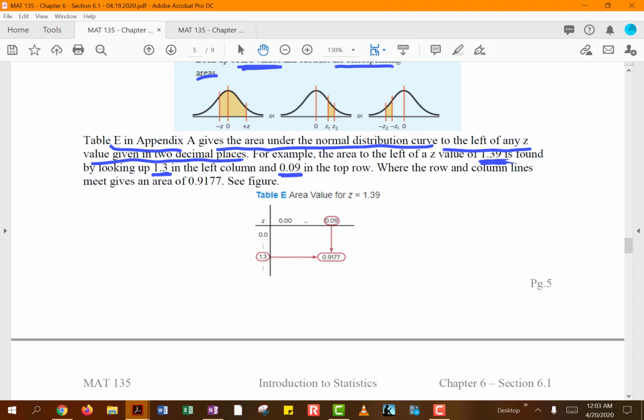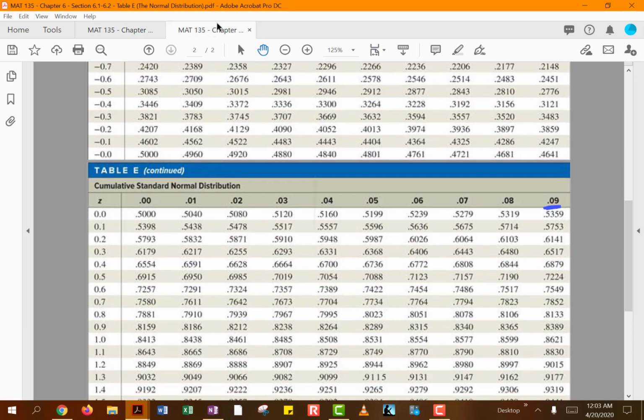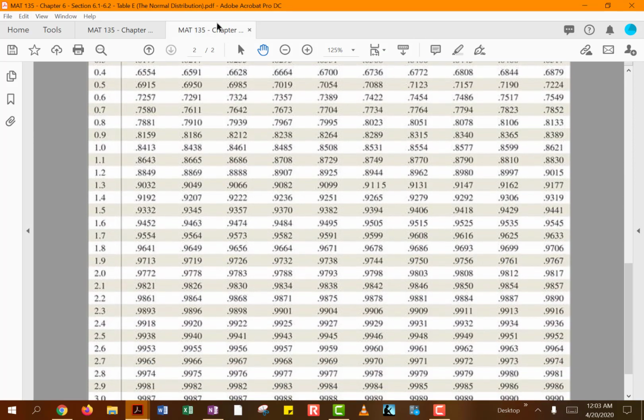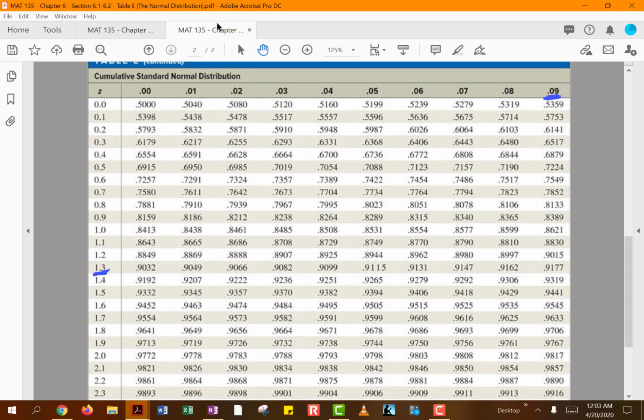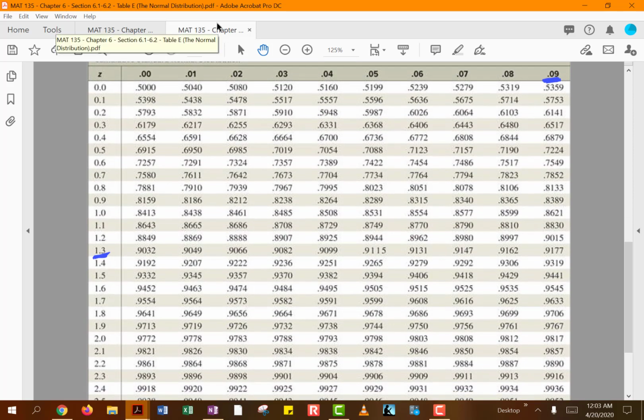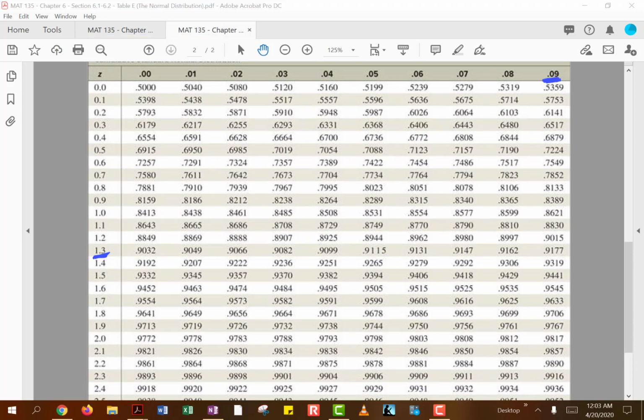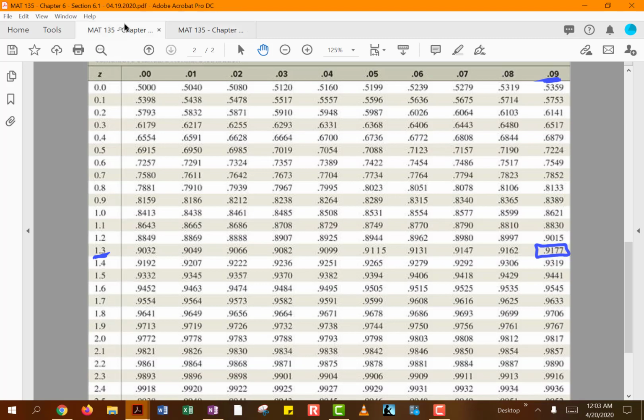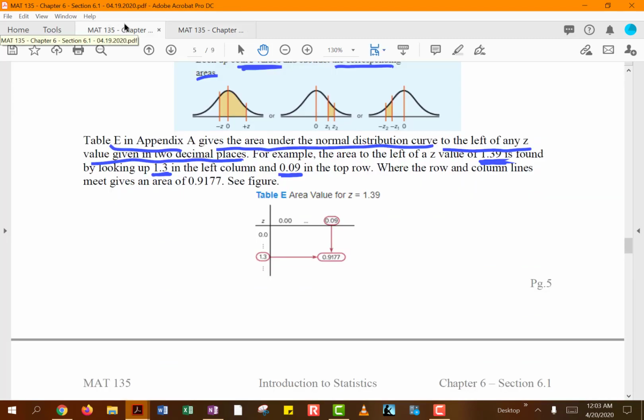So basically, first of all, we need to go to the positive table. We need to find 1.3 over here, and then we need to find 0.09 in that row, and then where the two meet is going to be the area for our z-score. So at 1.39, the total area is going to be 0.9177, and you will see that's what they're illustrating here in this little figure.